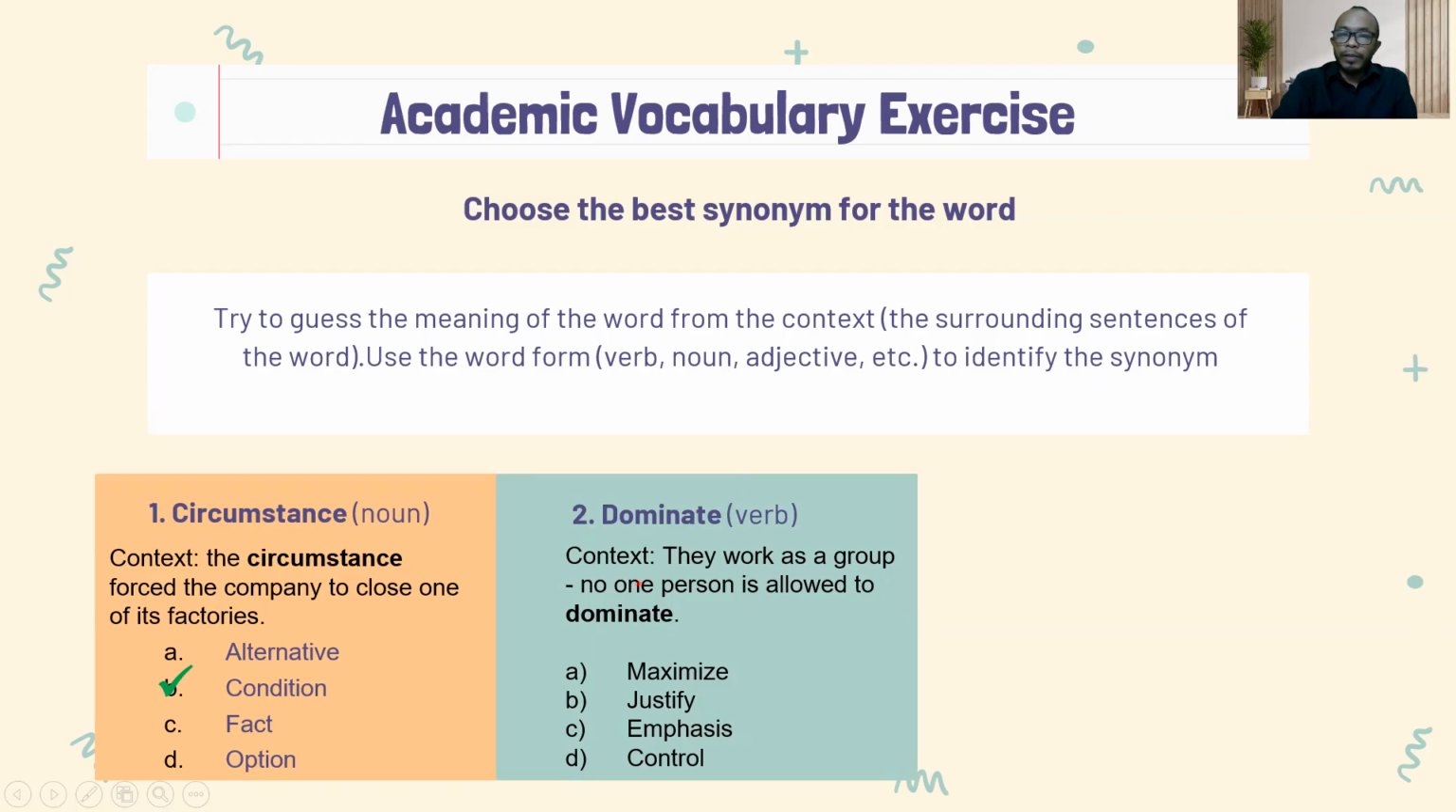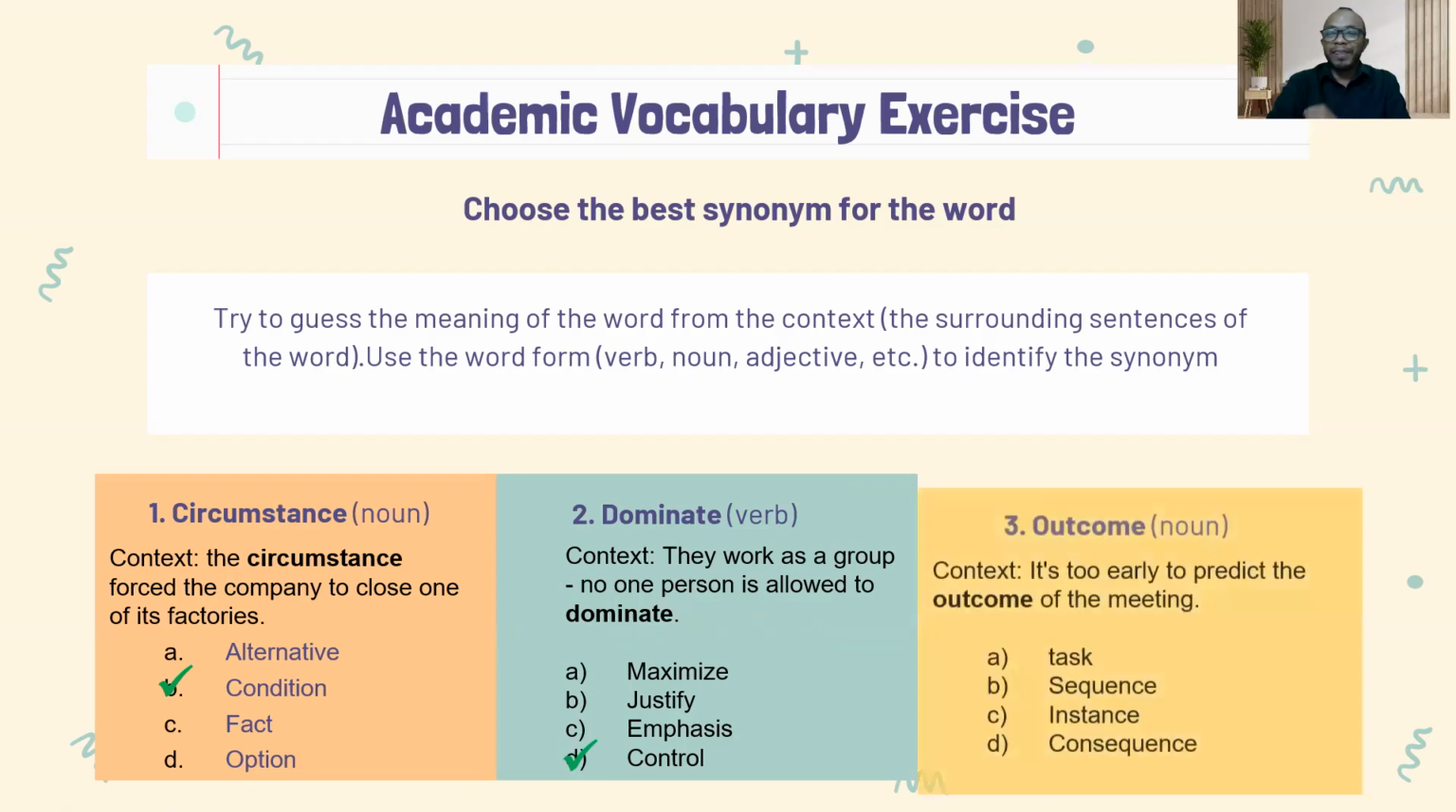Now, it's time to guess the meaning from the context. The example sentence is, they work as a group. No one person is allowed to dominate. So when you work as a group, that means that there's not only one person dominating. Dominating here means you are kind of controlling everything on your own. So that makes the answer D. All right. Now, the third one.